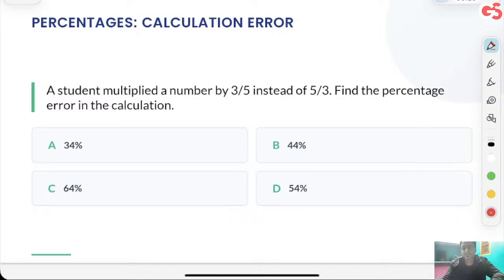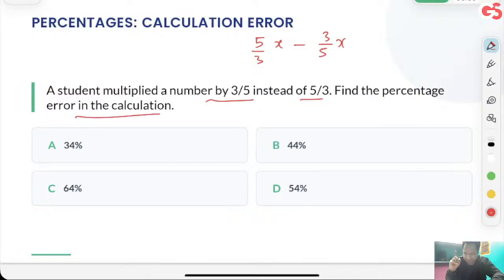I'll reduce the time now. It won't be 1.5 minutes because I think 30 seconds is sufficient. All right. A student multiplied a number by 3 by 5 instead of 5 by 3. Find the percentage error in the calculation. So if the number was x, he had to find 5 by 3 times x, but what he did was 3 by 5 times x. So the error is 5 by 3x minus 3 by 5x.